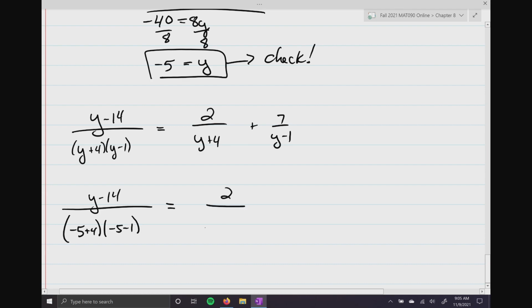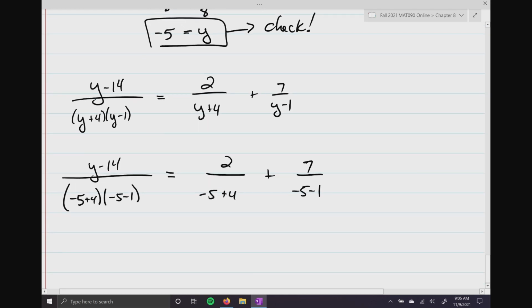And that's 100% fine with me. But remember, what you're looking for is a 0 in the denominator. Well, negative 5 plus 4 is going to be negative 1. Negative 5 minus 1 is going to be negative 6. So you don't get a 0 there. That's good. Negative 5 plus 4 is negative 1, and negative 5 minus 1 is negative 6.